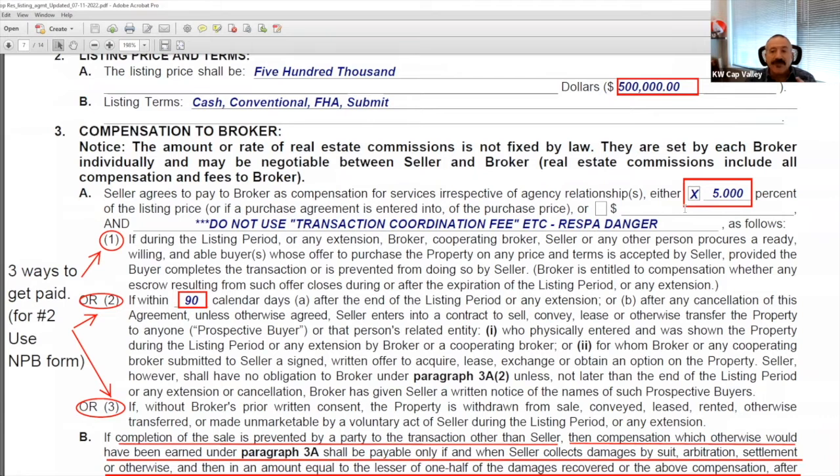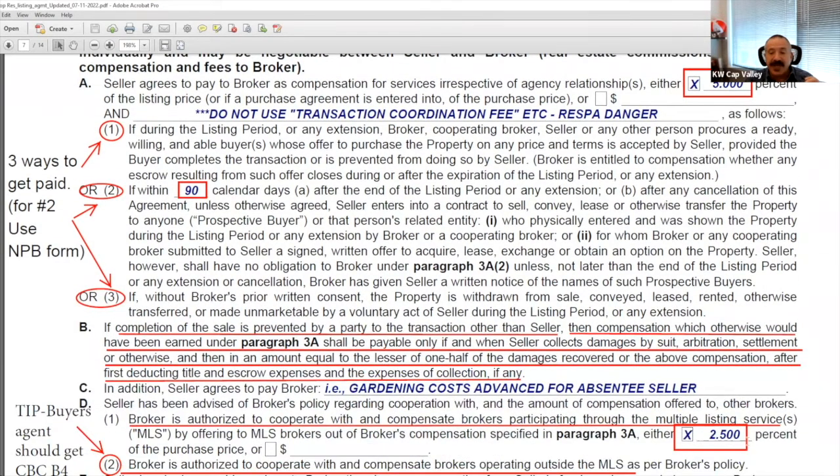And from your 5%, you're going to pay half of that to the buyer's agent. Okay, it's not coming from the seller to the buyer's agent. It's coming from you, the listing agent, to the buyer's agent.